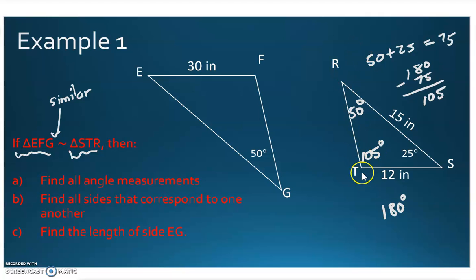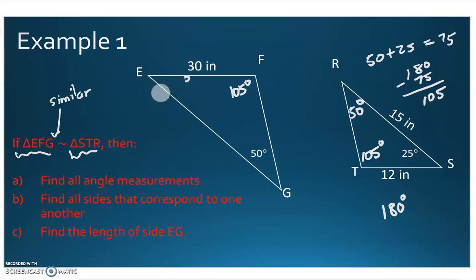So now let's match up these angles. So angle T corresponds with angle F. So angle F will be 105 degrees, and then angle S corresponds with angle E. So that's going to be 25 degrees. And we found all the angle measurements. Find all the sides that correspond to one another.